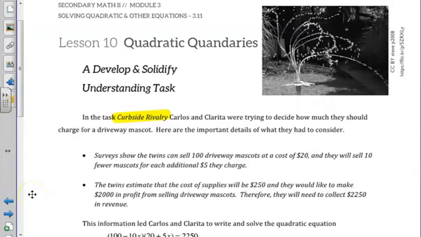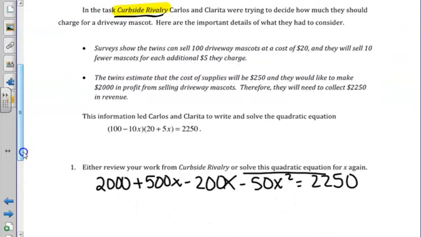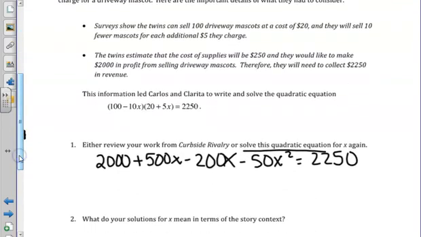In Lesson 10, Quadratic Quandaries, we go back to the task Curbside Rivalry, where Carlos and Clarita are trying to decide how much they should charge for a driveway mascot. The details are repeated below. Carlos and Clarita wrote and solved this equation. If you recall from our previous lesson, we did write and solve this equation there. So we'll just talk through the steps.